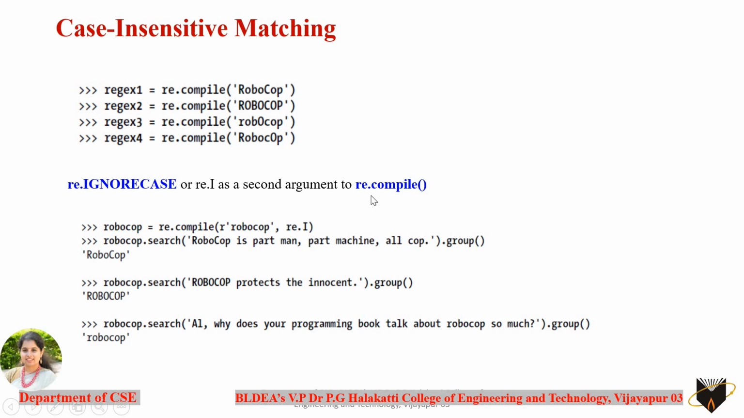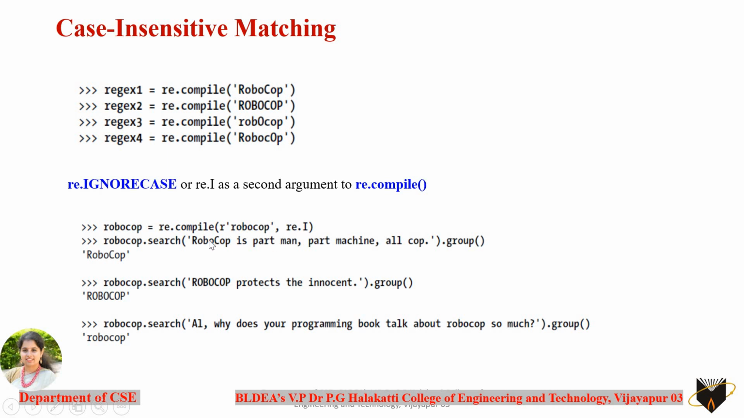I hope you know by this time that the first parameter for the compile method is the pattern that you want to define. As a second parameter, if you want to make it case insensitive, you can use this as an argument. For example, you can see here re.compile with the Robocop pattern. This part is the pattern that you have designed. But if you want to consider this Robocop to be case insensitive, you can use re.I or else re.IGNORECASE as a second parameter here. So you can see the first parameter followed by the comma and followed by the second parameter here.